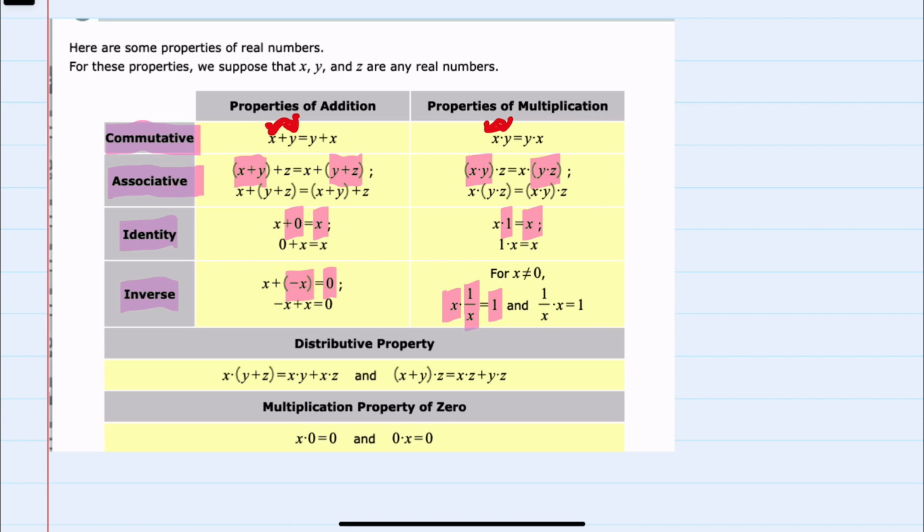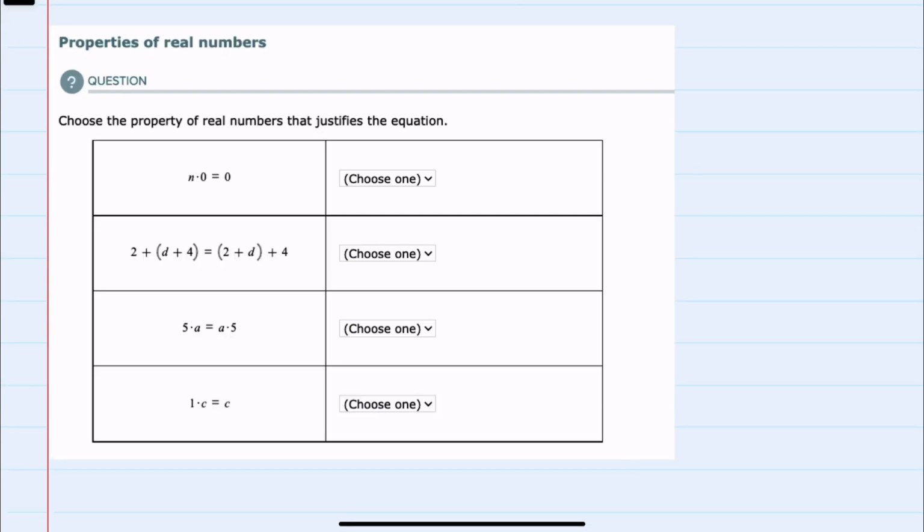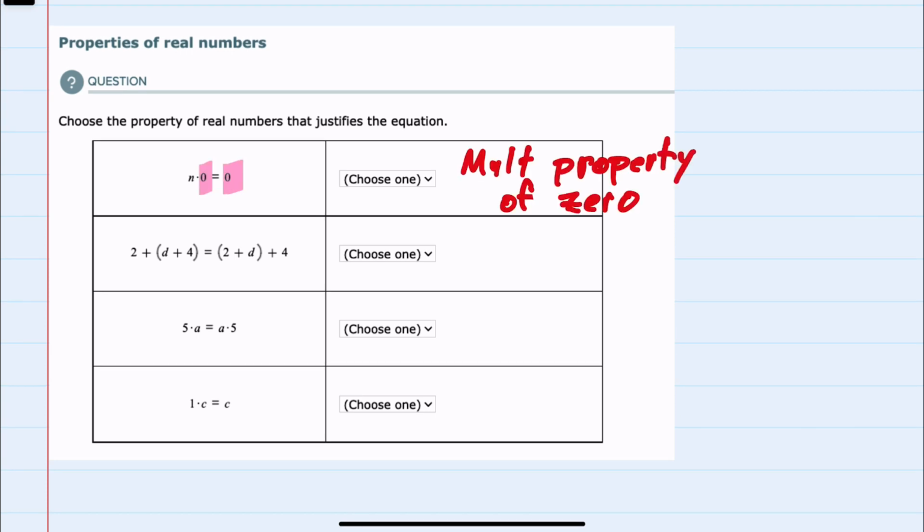And then 2 other properties. Distributive says that if we have a term on the outside and 2 terms inside a parentheses being multiplied, we have to multiply both of the terms inside by the term on the outside. And then lastly, the multiplication property of 0 says that if we multiply any number by 0, the result is 0. So now looking back at these examples, the first shows that n times 0 is 0. This would be the multiplication property of 0.